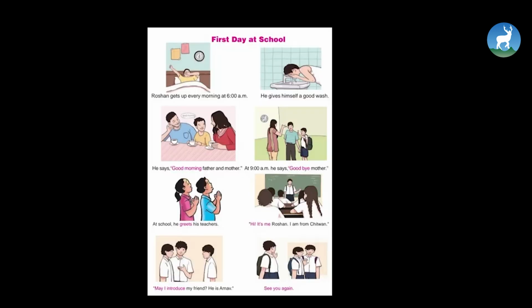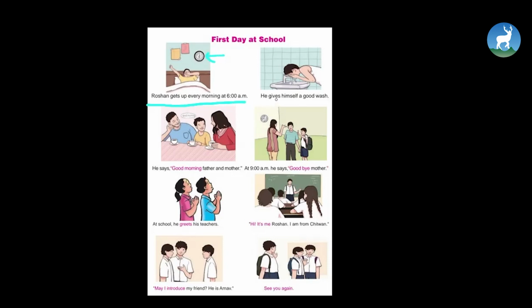So now, as we have finished learning how to describe a picture, let's try to see the routine of a day of Roshan. It's his first day at school and he is trying to reveal what he did on his first day to school. So we can see it says Roshan gets up every morning at 6 a.m. So here the clock is striking 6, right? So he is Roshan and he is getting up at 6 a.m.